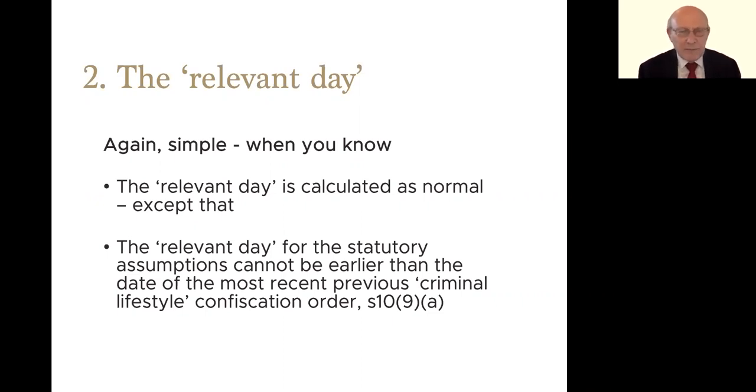So if he was subject to a confiscation order 4 years ago today, then the relevant day, instead of being 6 years prior to date of charge, is going to be that day when the previous criminal lifestyle confiscation order was made. And of course, when that order was made, in theory at least, the court took into account all benefit arising up to the day it made the order. The assumptions applied to that period up to the day that the order was made.